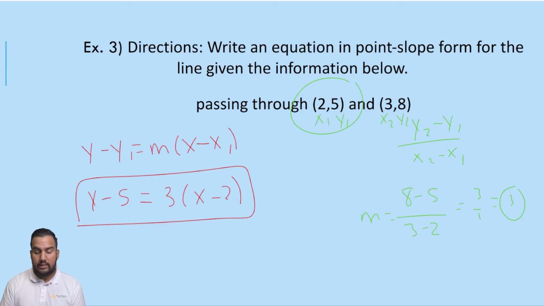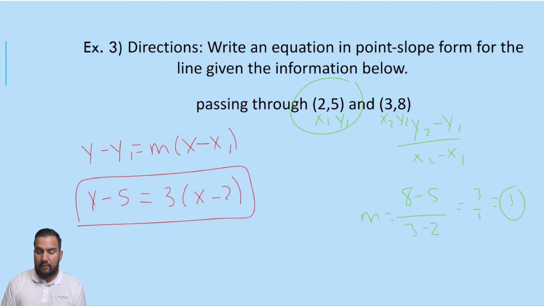Okay? Now, is this form going to help me graph? Do I know my y-intercept? I don't. That's why point slope form is just a tool to help get to slope-intercept form. But when do we use point slope form? When we get a random point and a slope. Okay? All right. What would the other answer be?